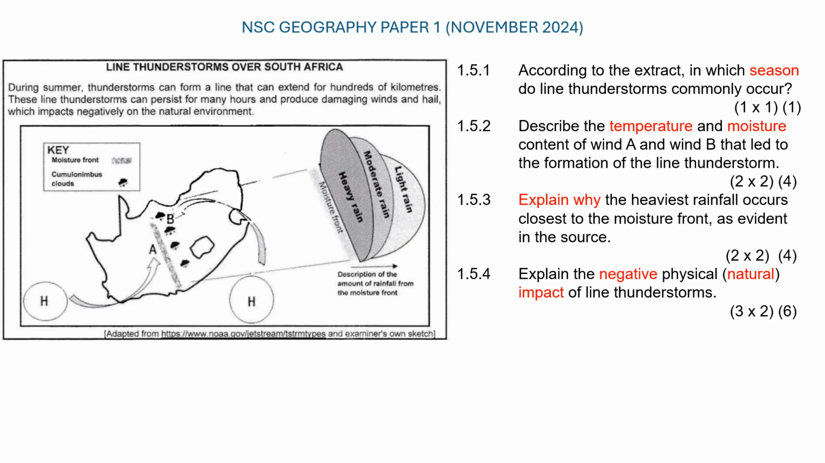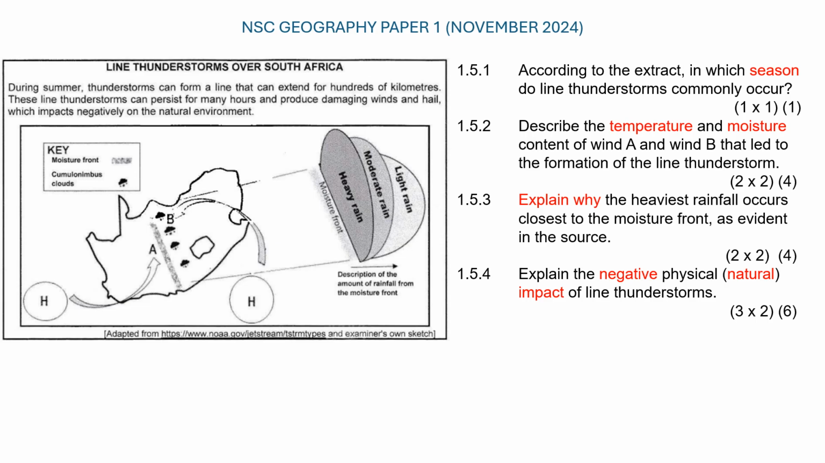1.5.2, describe the temperature and moisture content of wind A and wind B that led to the formation of the line thunderstorms. For this question, it's important to distinguish which is which. So you have to say something about the temperature and moisture content for wind A and then the temperature and moisture content for wind B. So if you look at the diagram, wind A blows off the South Atlantic high pressure, which means that wind A is cold and dry. Wind B originates off the Indian Ocean from the South Indian high pressure, and so wind B is warm and moist.